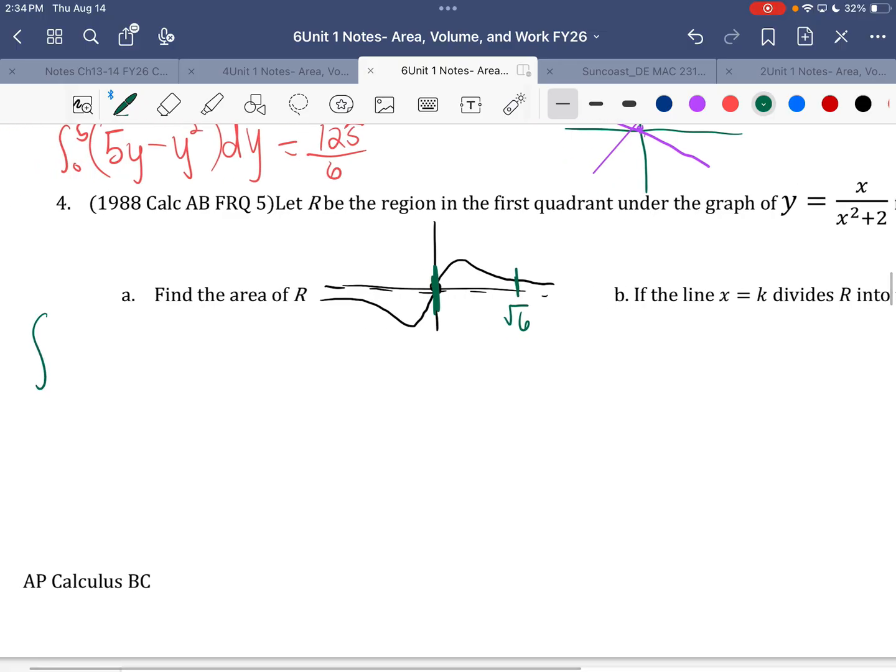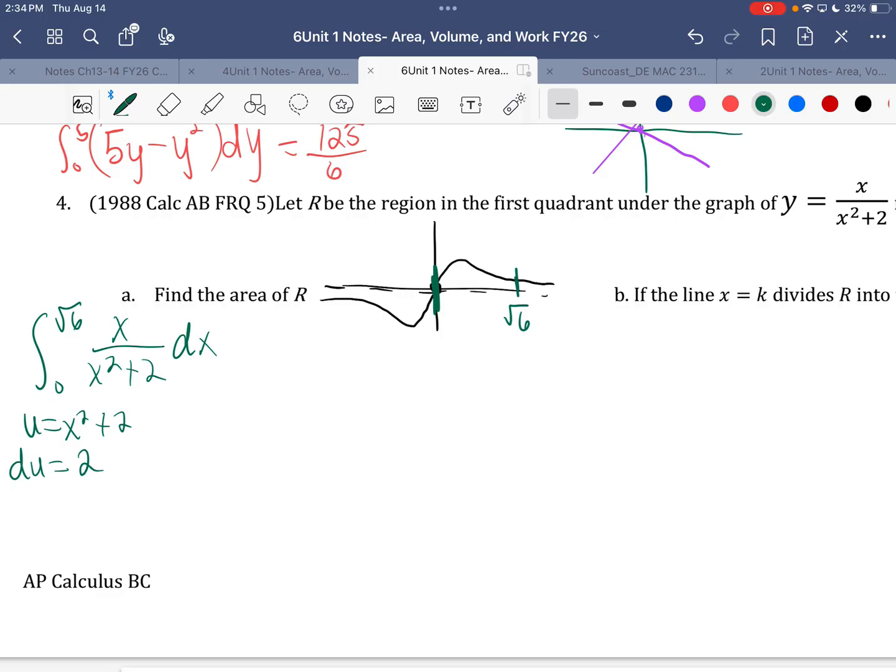All right, so we're integrating from 0 to square root of 6 of x over x squared plus 2 dx. What integration technique do we need to do? U sub. Some of our friends are actually writing this down, which I feel like is smart. If I didn't know how to do this problem, I would probably be writing it down too. So if I'm trying to now solve for dx, dx is equal to du over 2x.